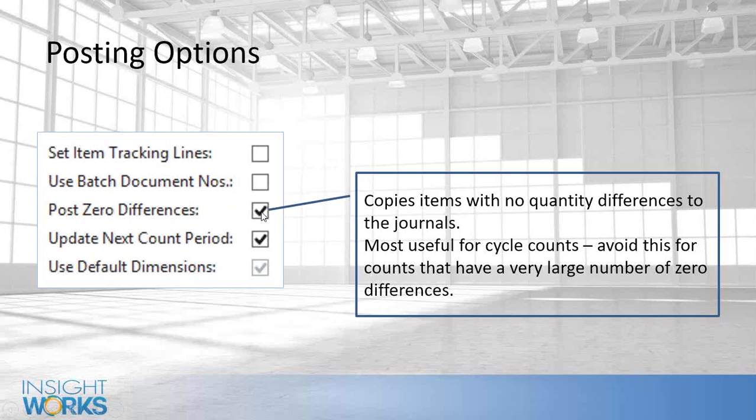And then they turned this on when they copied the count to the journal, and they ended up with 800,000 lines on their item journal, on their physical inventory journal, and wondered why it was taking a long time to do anything. So as long as you don't have 800,000 lines on your count sheet, you could probably turn that on, right? So 50, 100,000 should be just fine. But it is more useful for cycle counts than anything else.